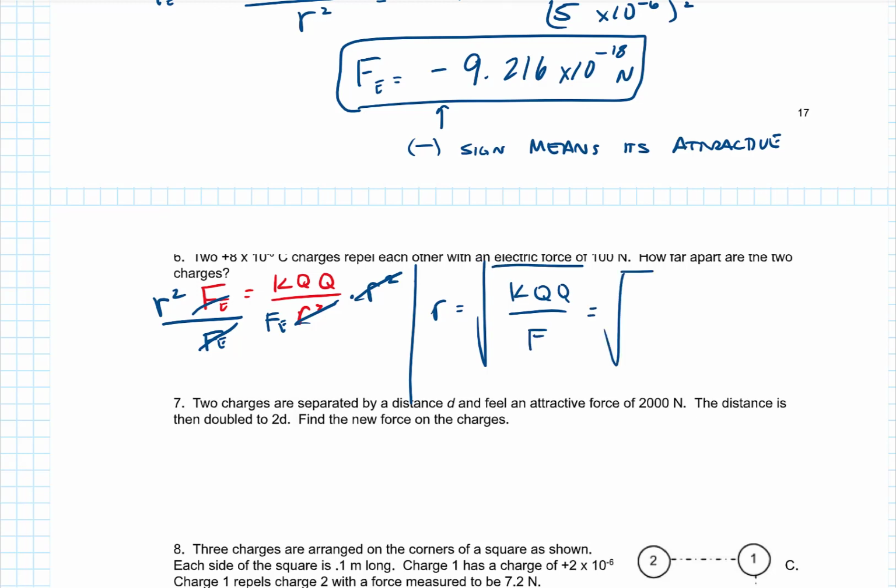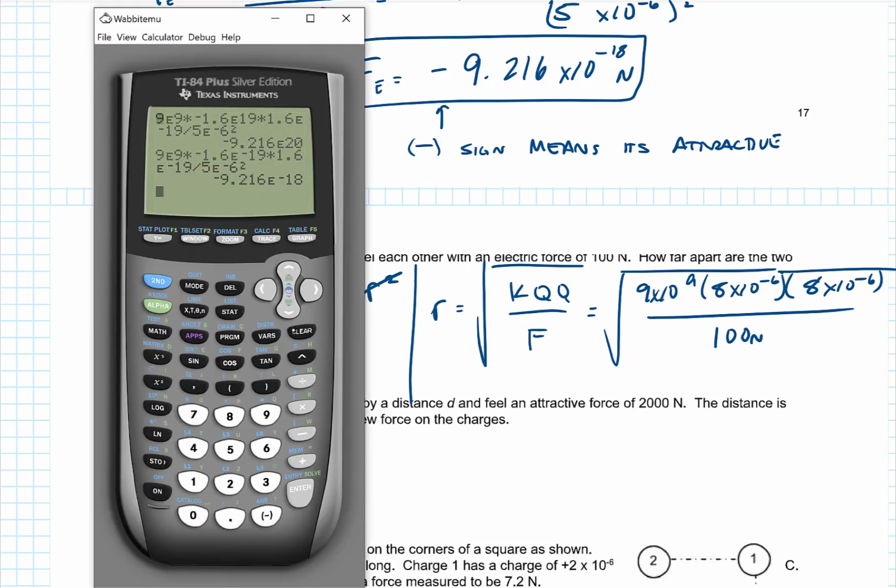So we'll put our numbers in. 9 times 10 to the 9th times 8 times 10 to the negative 6, and there's two of them, times 8 times 10 to the negative 6th, divided by the force, which is 100 newtons. So we're going to put that all into the calculator. Clear that out. So we're going to square root, then we're going to go 9 times 10 to the 9th times 8 times 10 to the negative 6th times 8 times 10 to the negative 6th. That's the top part, and then we're going to divide that by 100.